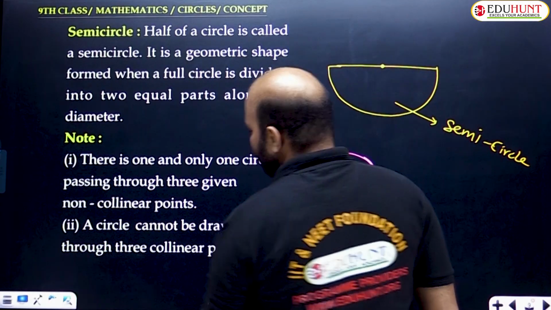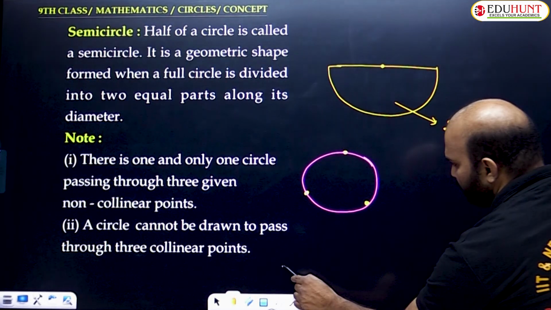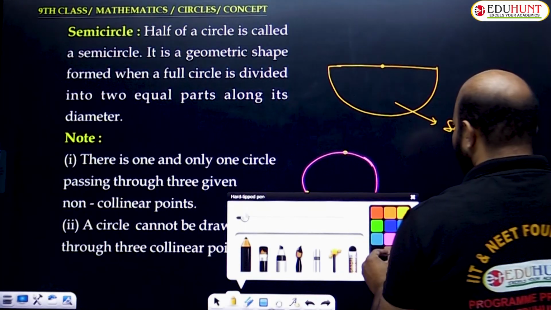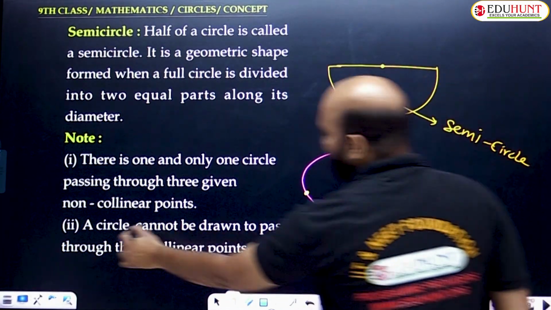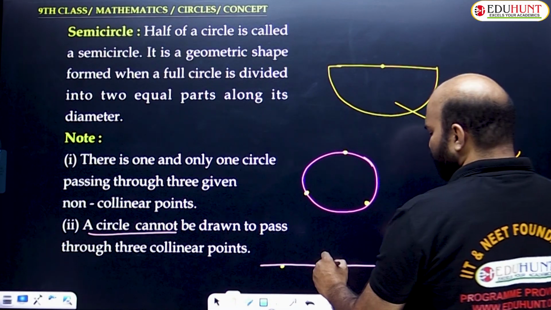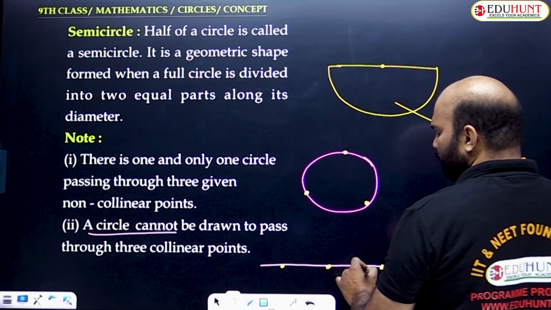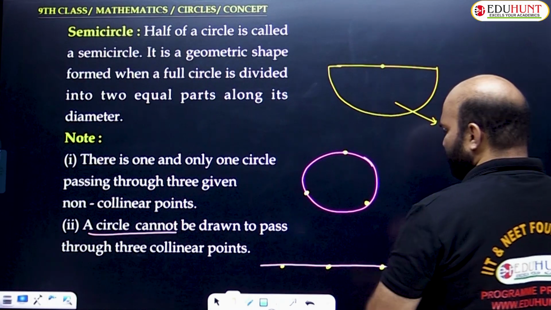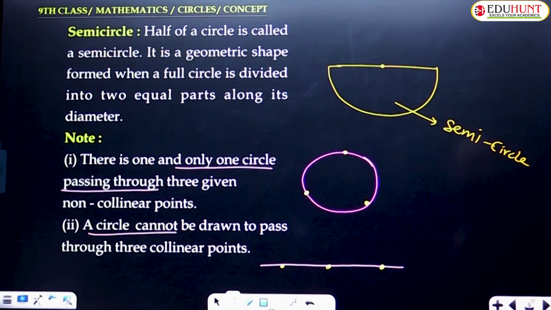So what is the second note? A circle cannot be drawn to pass through 3 collinear points. Collinear means the points lie on a line. So 3 collinear points are passing through a line. When 3 collinear points are given, you can join them and they make a line segment. It is not a circle segment. So a circle cannot be drawn through 3 collinear points, but one and only one circle can be formed when 3 non-collinear points are given. Am I clear?